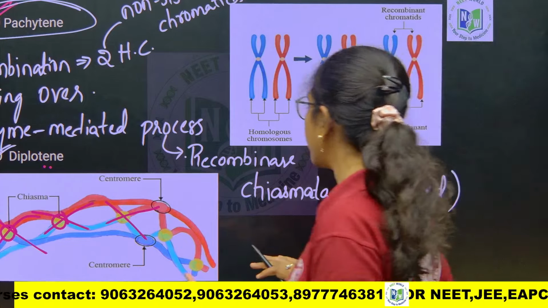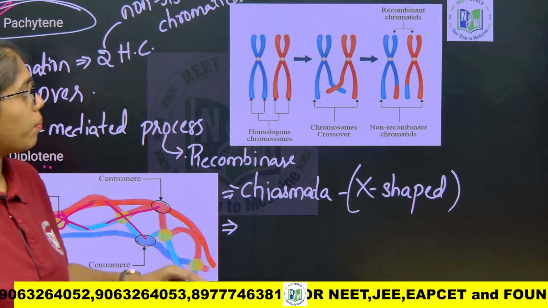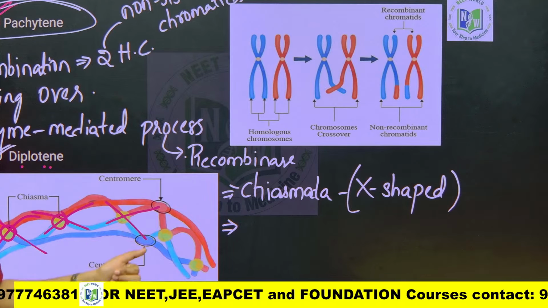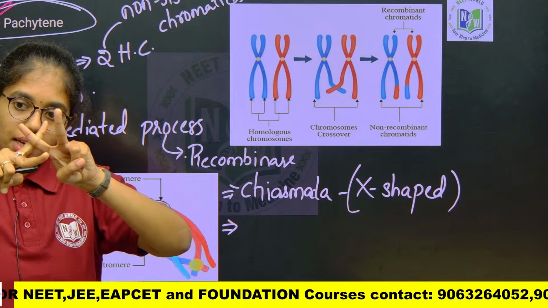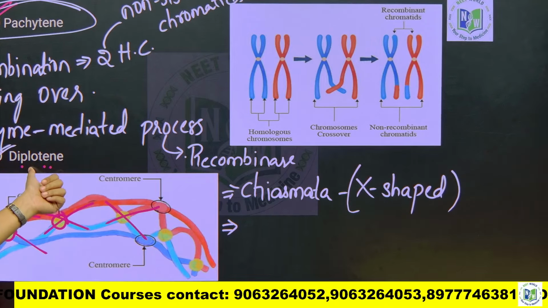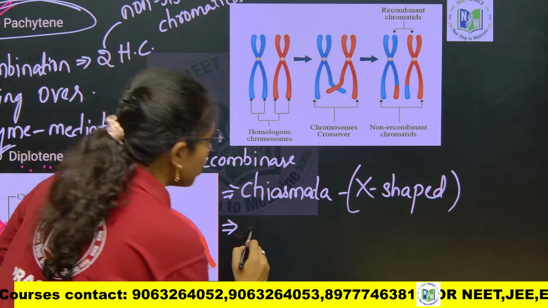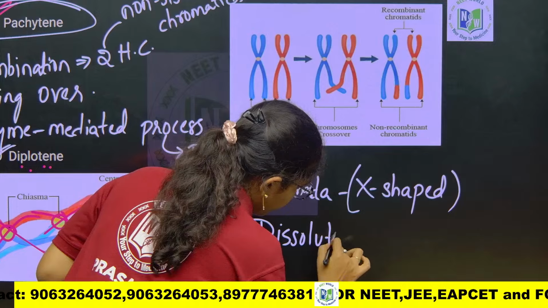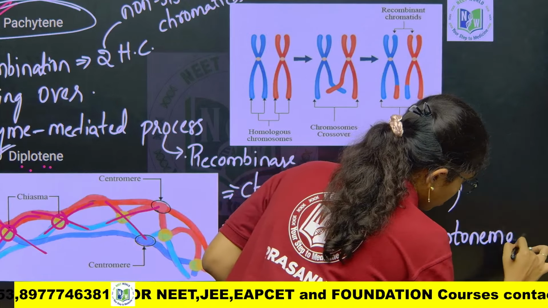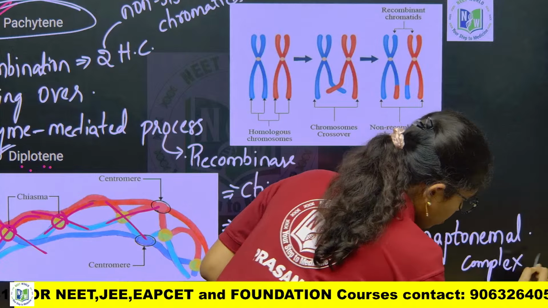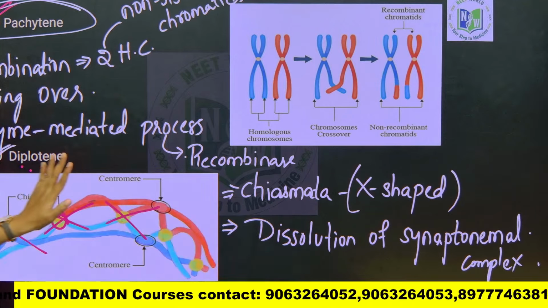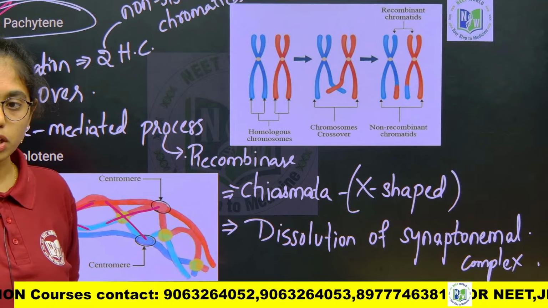Next most important point is the dissociation of the synaptonemal complex. The synaptonemal complex which has formed is dissociated in diplotene by the formation of chiasmata. The synaptonemal complex is like this, and now that has become like this, X-shaped chromosomes. So one more thing happening here is the dissolution of the synaptonemal complex. Clear? So in diplotene, what is happening? Chiasmata formation and dissolution of the synaptonemal complex.